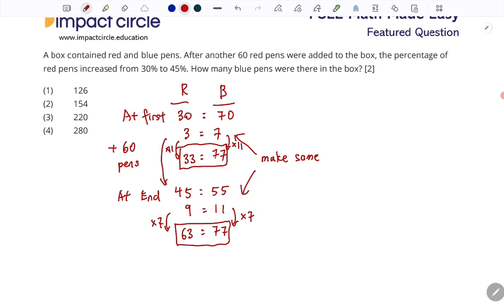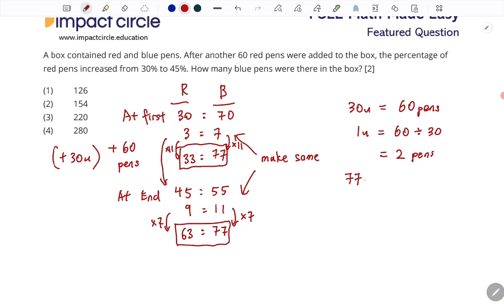We see that the difference of the units before and after for the red pens was plus 30U. This means that 30U would be equal to 60 pens, and therefore 1U would be 60 divided by 30, which is 2 pens.